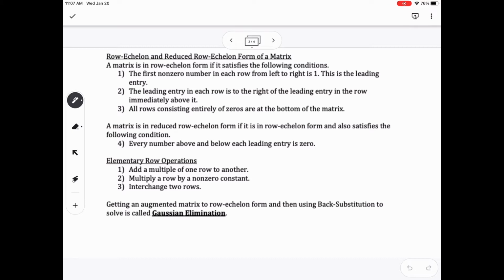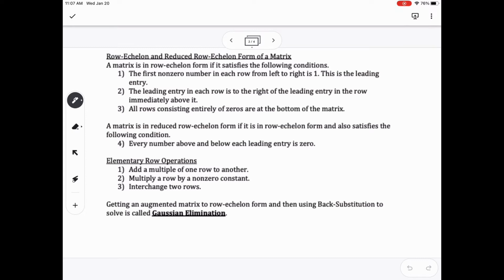For the first three, the first non-zero number in each row from left to right is a 1. That's the leading entry. The leading entry in each row is to the right of the leading entry in the row above it. And if there's a row of all zeros, those just need to be at the bottom. Something we'll work on in the next lesson is reduced row echelon form, where we meet this last requirement: every number above and below the leading entry of your row is a 0.